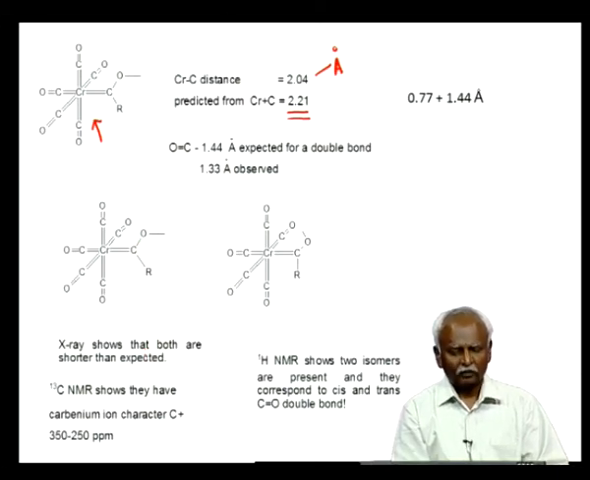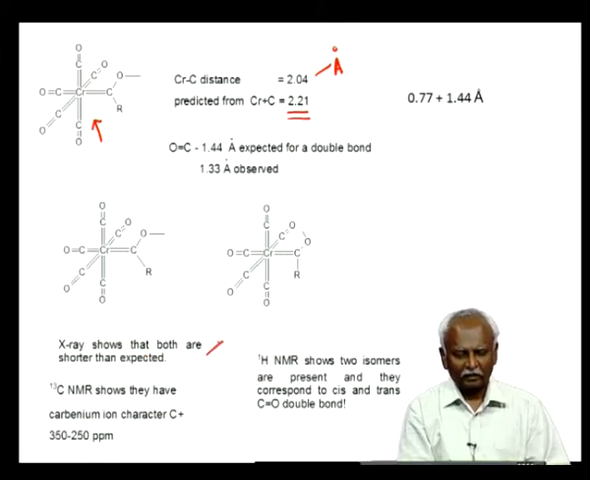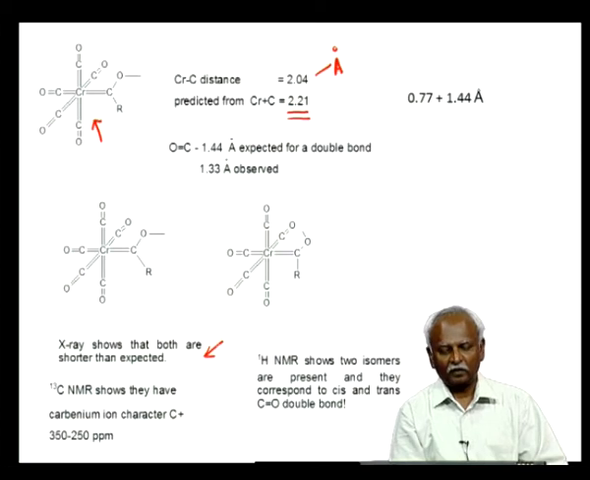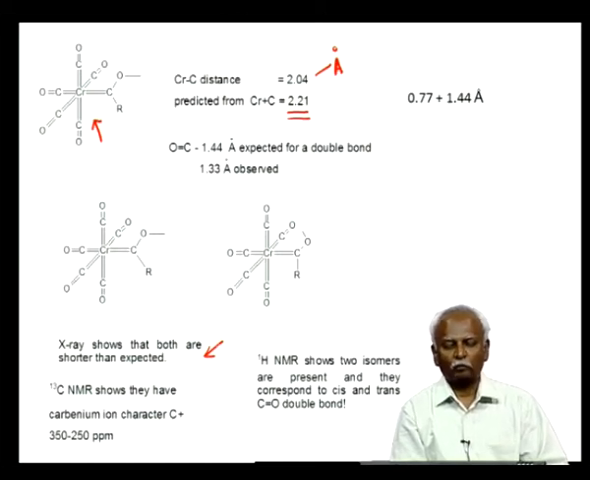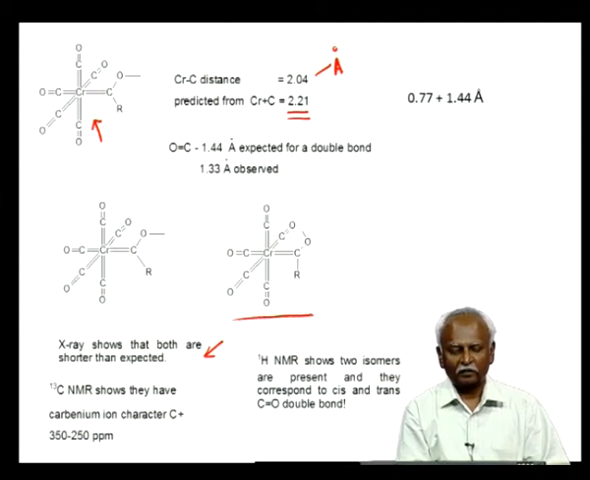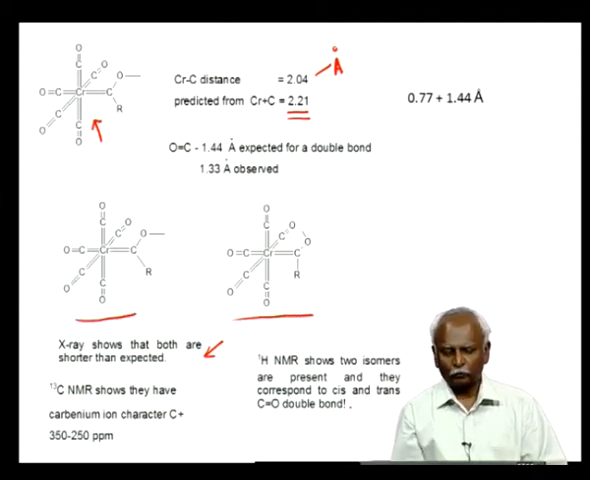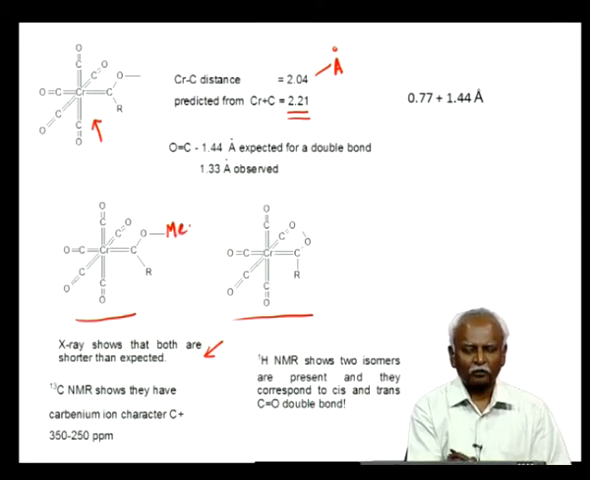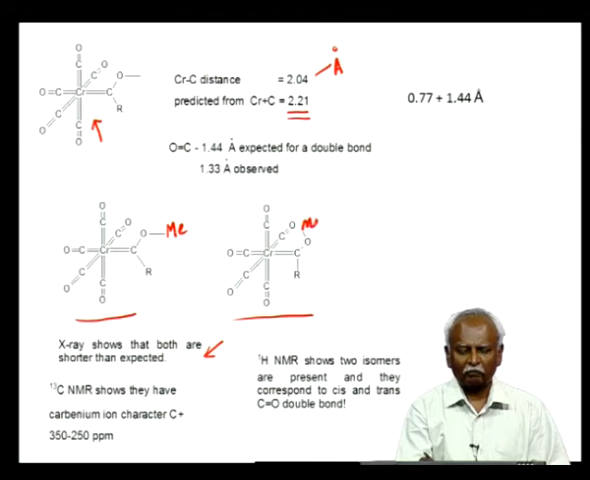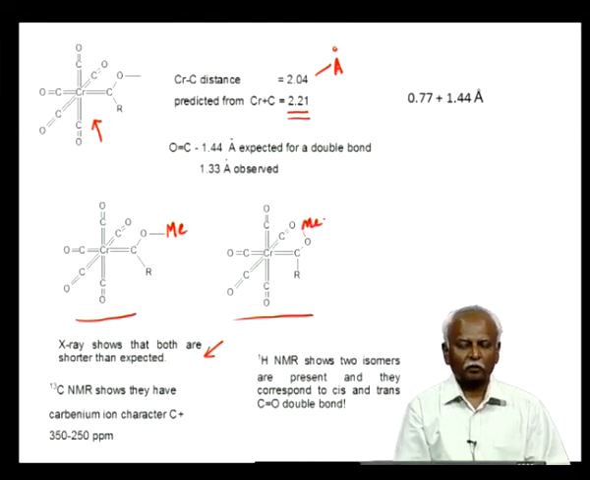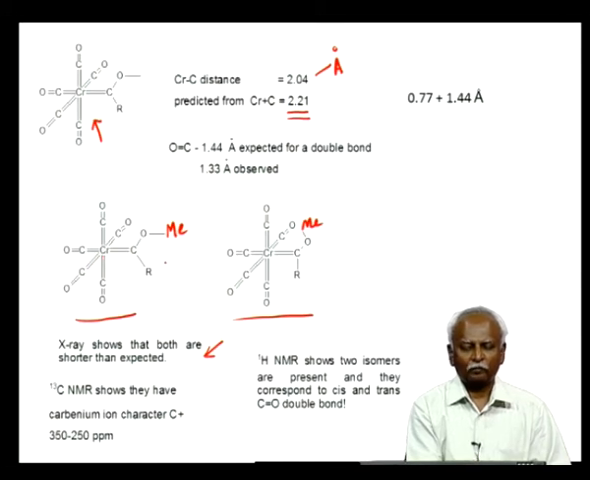So, the first thing we note is that X-ray shows that the bond distance is much less than expected. So, there is in fact a double bond character. Secondly, we note that proton NMR of molecules which are pictured here, that is a Fischer carbene pictured here, shows that there are two distinct isomers for these molecules. And these two isomers come up because the methyl group which is attached to the oxygen has two different environments, depending on whether it is closer to the metal system or away from the metal system. In this isomer, it is shown away from the metal system.